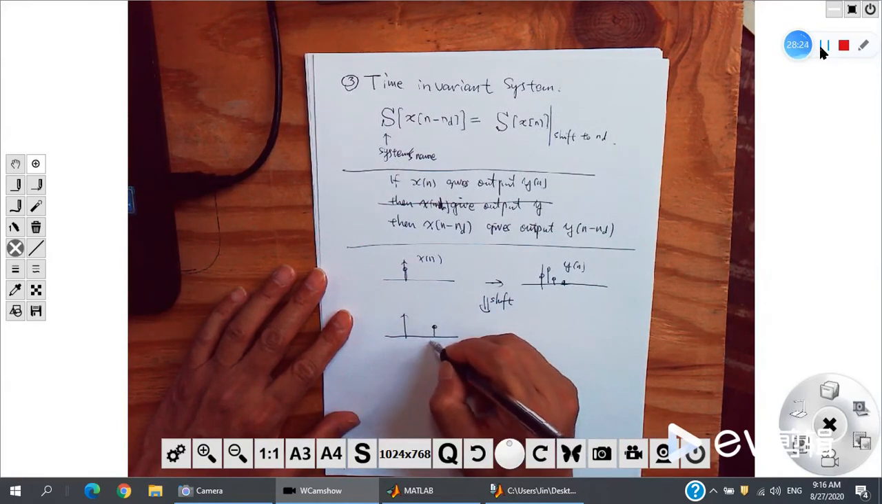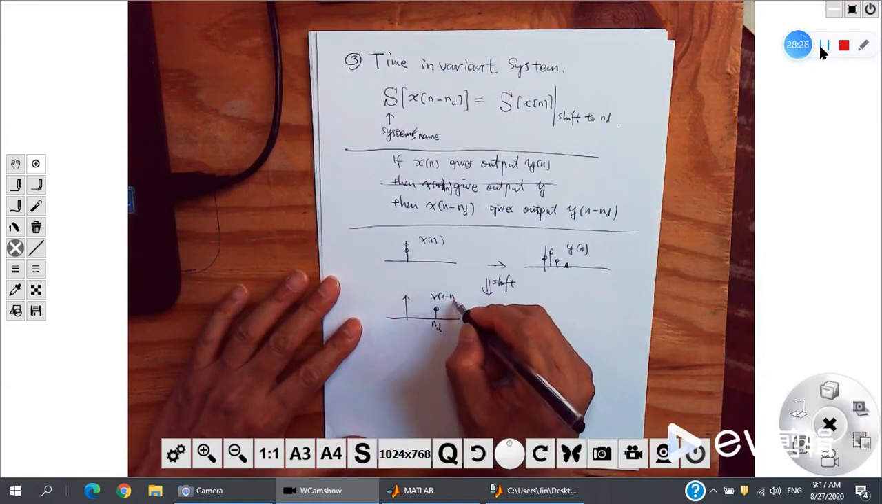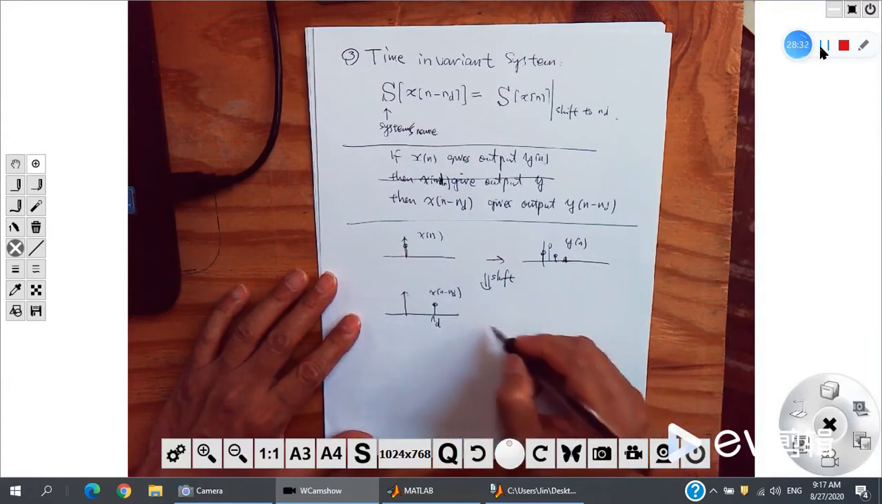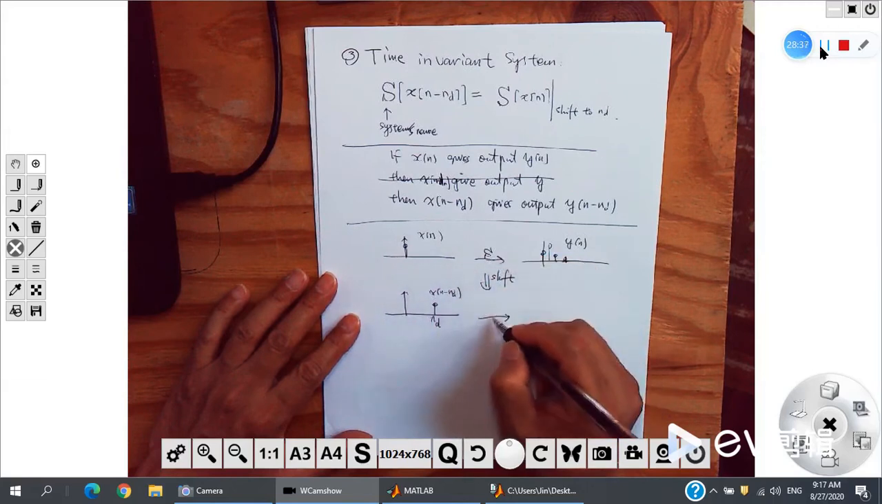This is nd. Shift. You give shift. This is y of n minus nd. You shift x by nd. Then here's the system, right? Here's the system S.